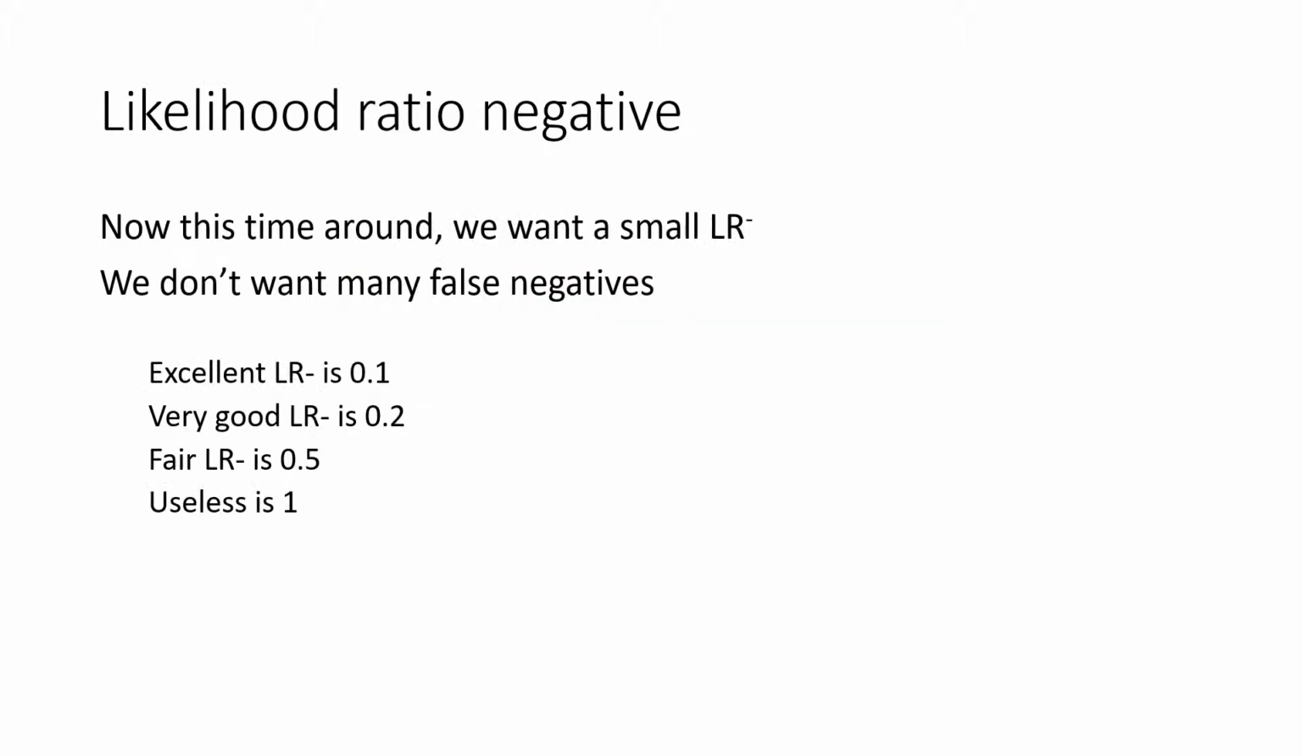So this time around, for likelihood ratio negative, we want a very small likelihood ratio negative. We don't want many false negatives. So an excellent likelihood ratio negative is 0.1 or smaller. Pretty good is 0.2, fair is 0.5, and useless, as you can imagine, is 1, when your false negative rate is equal to your true negative rate.